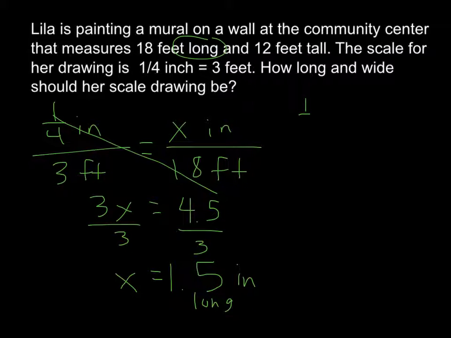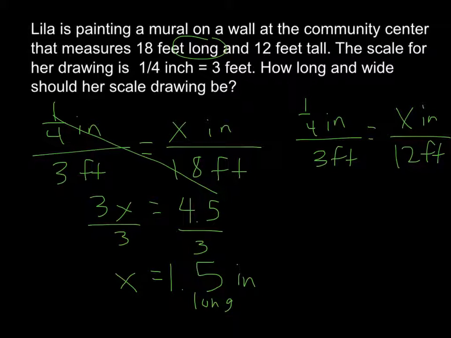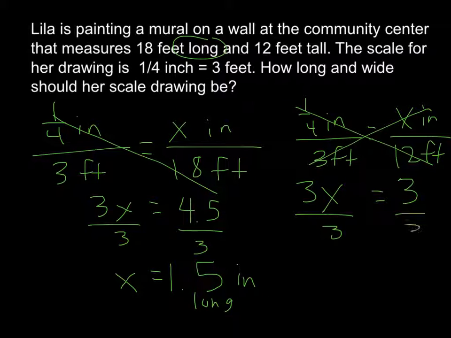And then I'm going to do the same thing. I'm going to say 1/4 inch is the same as 3 feet on the scale. And so I want to know if her mural is going to be 12 feet tall, how many inches. And so I say, okay, x times 3, 3x. 1/4 times 12, that's just divided by 4 is 3. Divide by 3, and x equals 1. And it should be 1 inch tall. So she's going to have just a little tiny blueprint for her scale drawing.